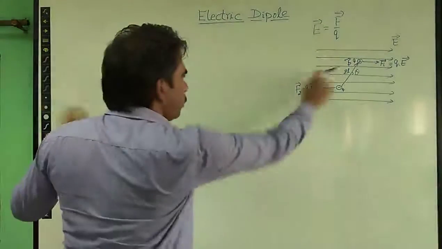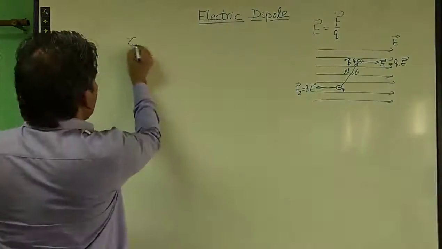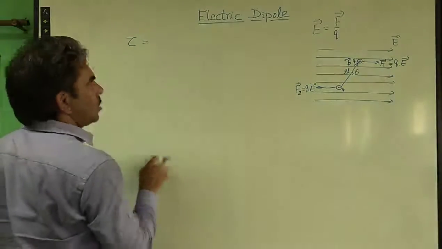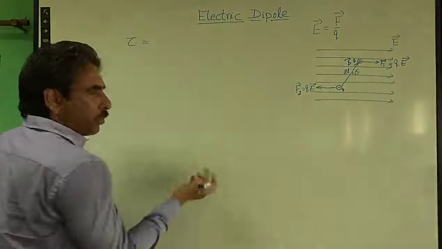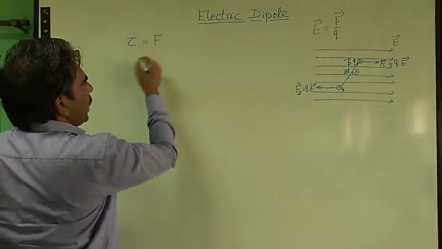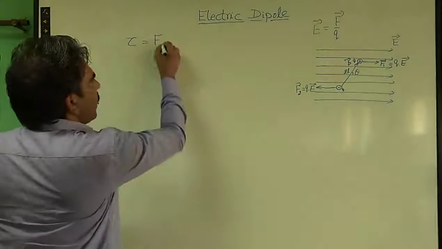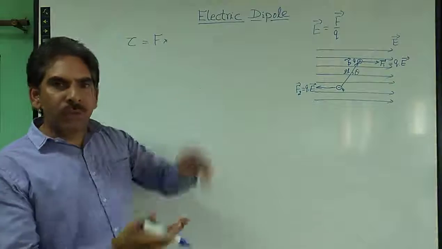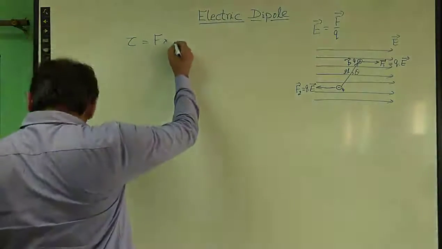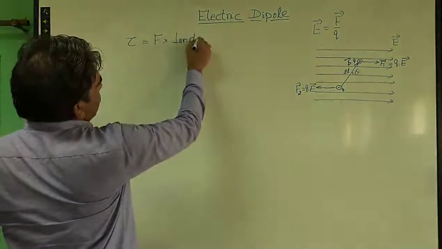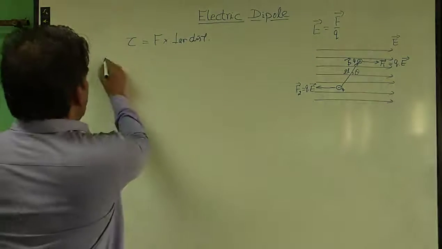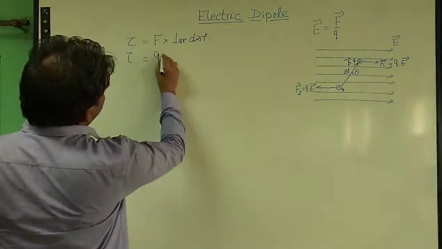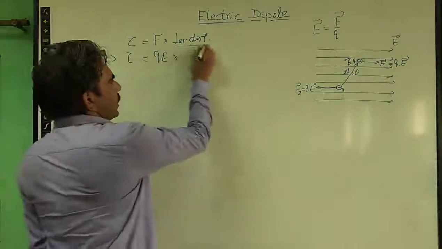So the torque due to these forces, which we represent by tau, is given by either of the forces, because the magnitude is the same, F1 or F2, so I can simply write it as F into the perpendicular separation between the two forces, that is, the perpendicular distance between the forces. So how can we write this perpendicular distance? Either of the forces, which is Q into E in terms of magnitude, into what is the perpendicular distance?